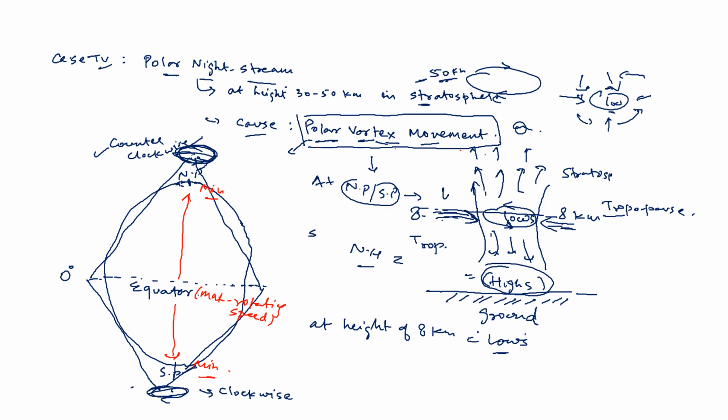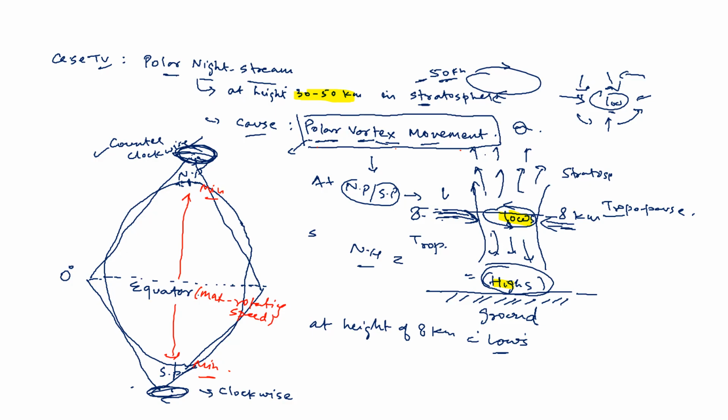So the polar night jet stream exists at the height of 30 to 50 kilometers in the stratosphere because of polar vortex movement. So we have to know what polar vortex movement is. Over the poles at the height of 8 kilometers, low pressure centers develop. So a counterclockwise motion is observed here. Why does it happen? Because on the ground there is high pressure, and at the height of 8 kilometers there is low pressure. So air from all sides in the tropopause tries to fill this low pressure. When air starts moving with great speed, that's called polar vortex movement.